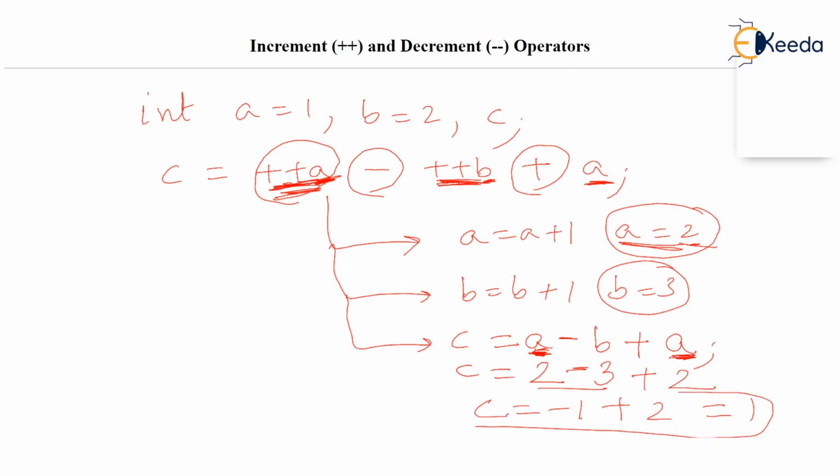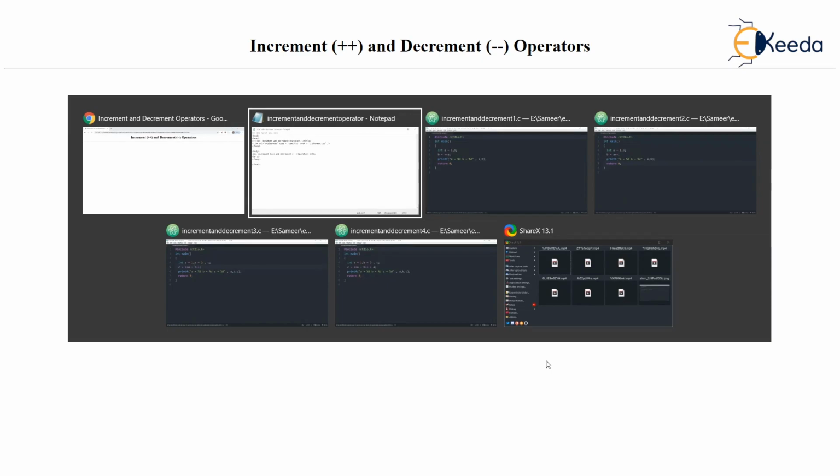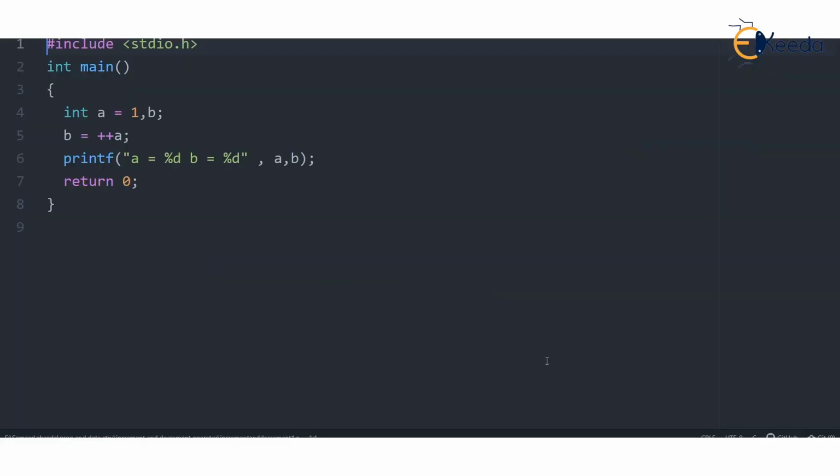So if we produce the output as A, B, C, the output will be 2, A is 2, then B is 3, and finally C will be 1. Okay, let's see these programs in action. Let's say that I have written one program already. This was in fact the first one in our series which was written by hand.